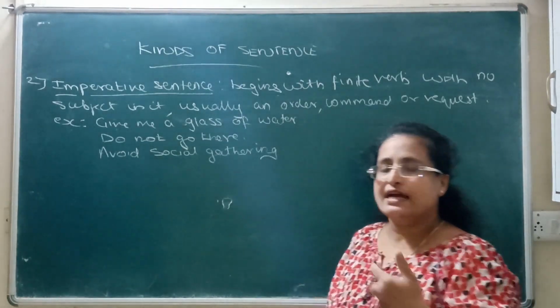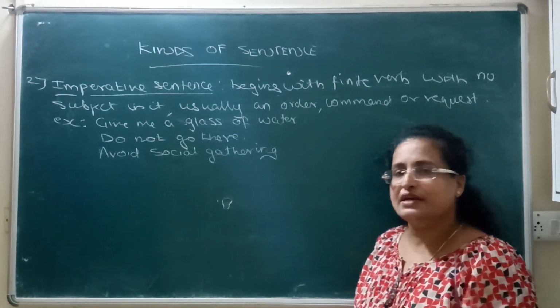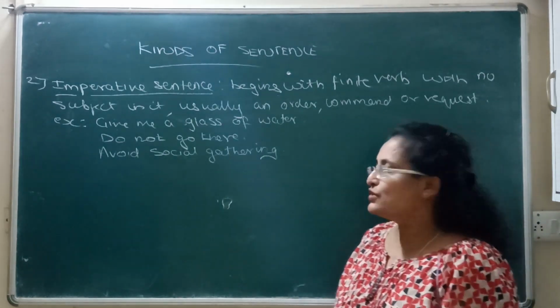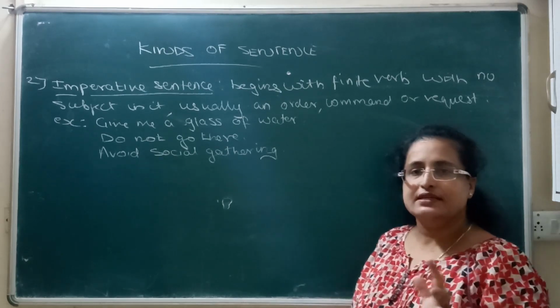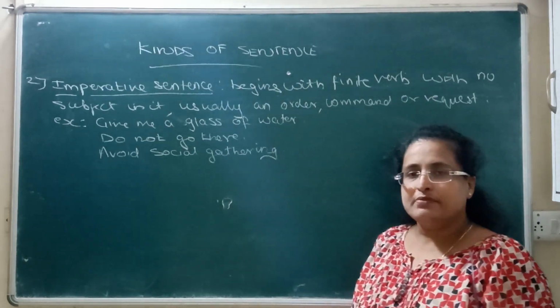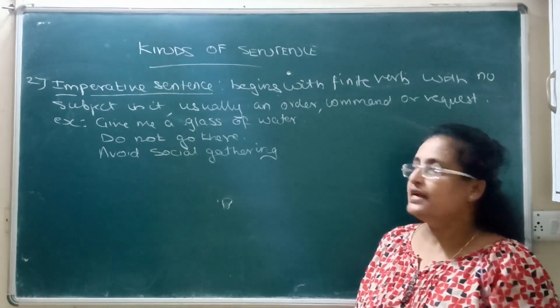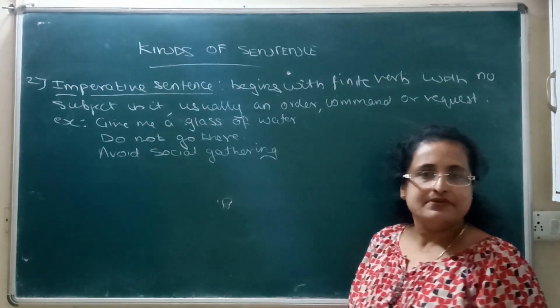Do not. See, it starts with do. Verb. Anything that starts with a verb is always an imperative sentence. See the third one: Avoid social gathering. Now, avoid is a verb. Always remember, whenever a sentence begins with a verb, not with a subject, it always falls in the imperative sentence.